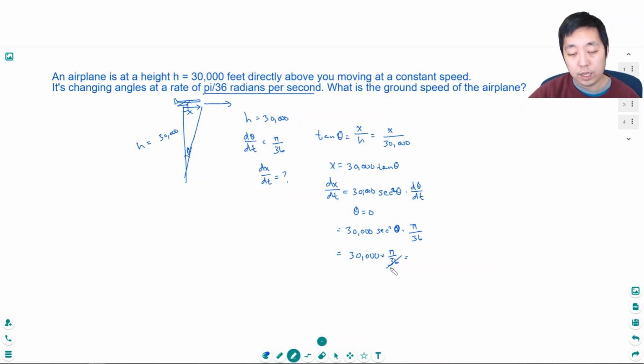And let's see, I can take out a 6. This would be 5,000 over 6. Oh, I can take out a 2. So it'd be 3 and 2,500. So it's 2,500 pi over 3 feet per second. Okay, and that's it.